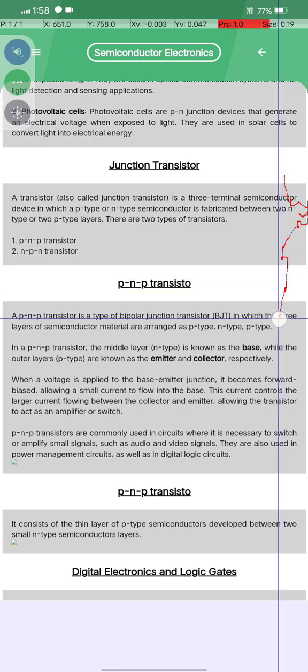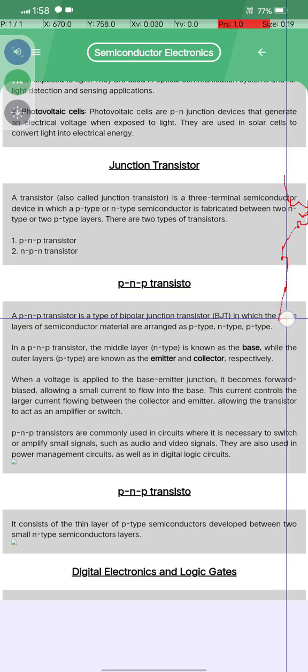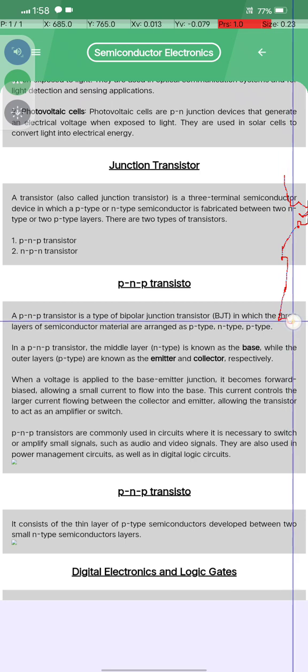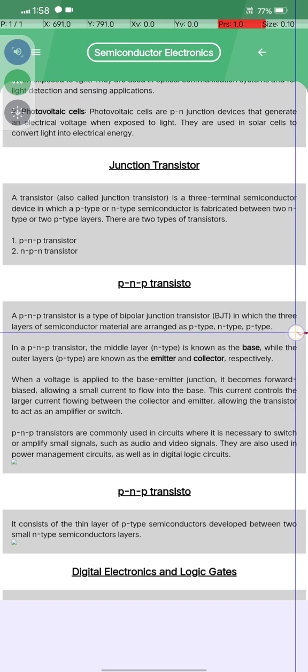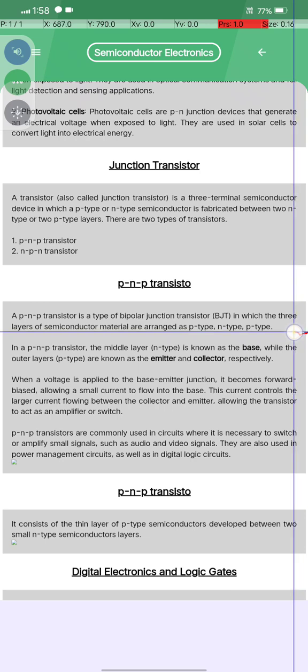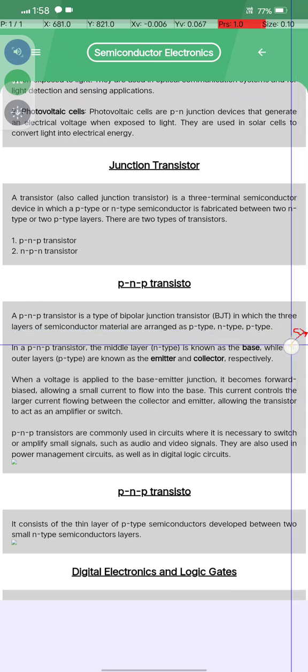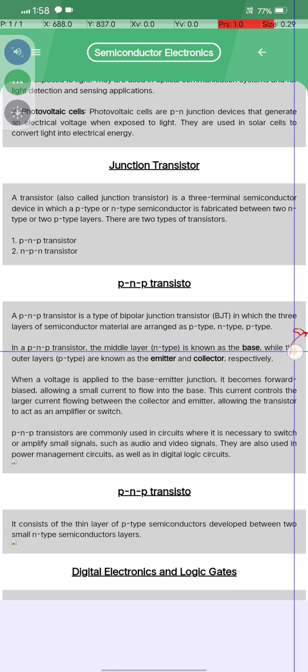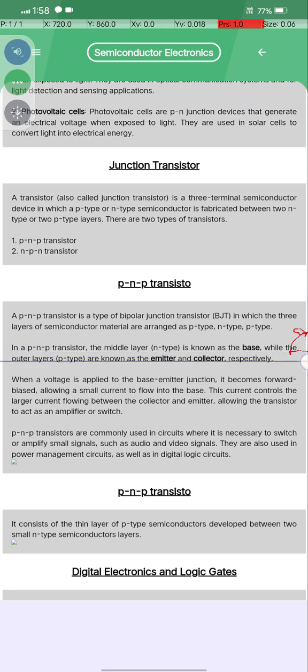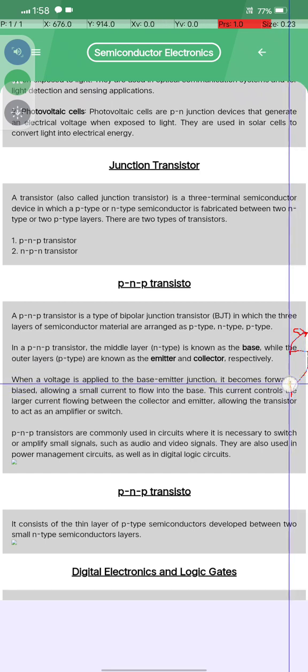What is an NPN transistor? An NPN transistor is a type of bipolar junction transistor, the BJT, in which the three layers of semiconductor material are arranged as p-type, n-type, and p-type. In a PNP transistor, the middle n-type layer is known as the base, while the outer p-type layers are known as the emitter and the collector respectively.